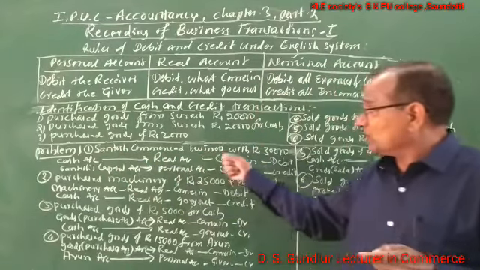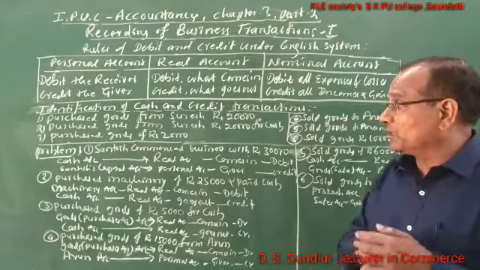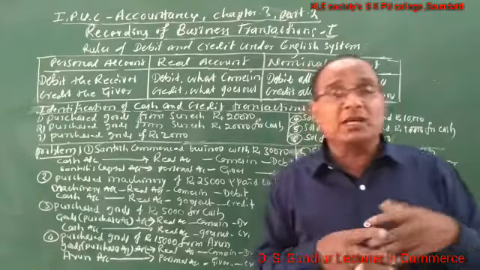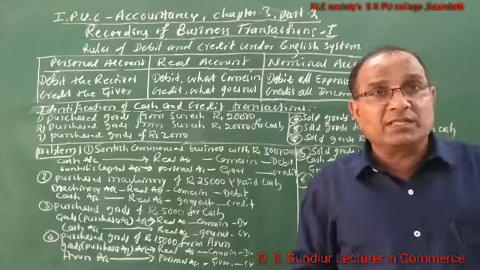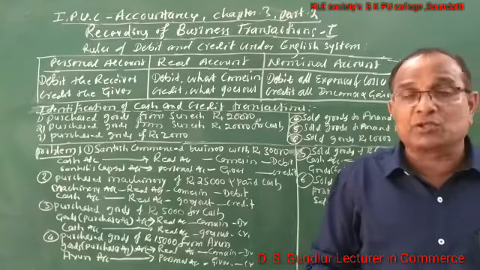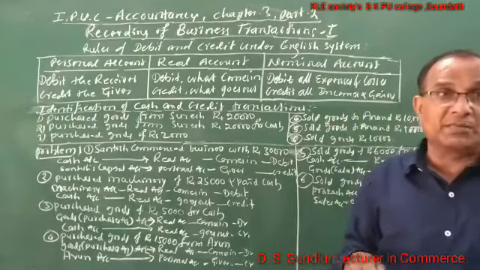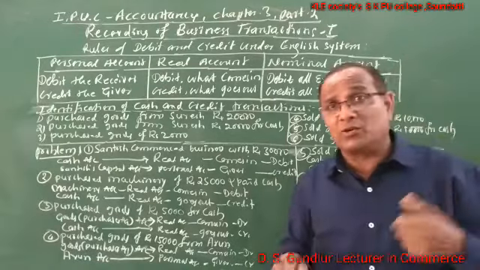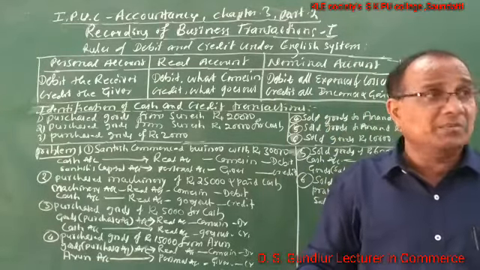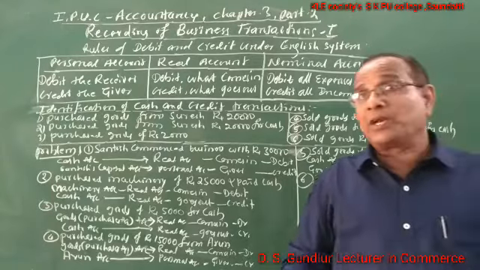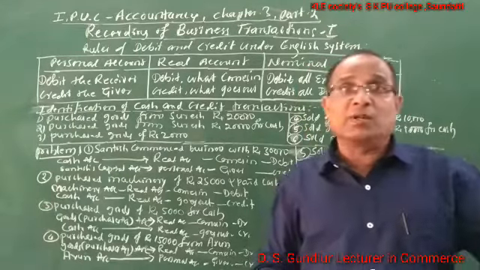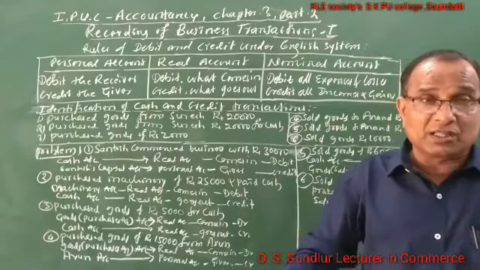Now, first transaction, Santosh commenced business with rupees 20,000. Santosh, the name of the proprietor, invested in his business rupees in the form of capital. Santosh invested in his business because, as you already know, business is a separate entity. Proprietor is different, business is different.